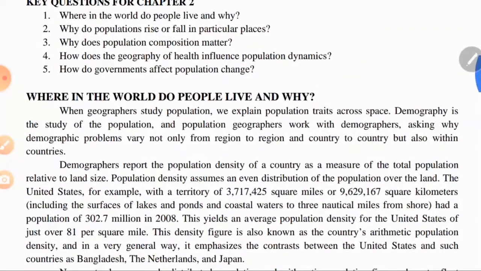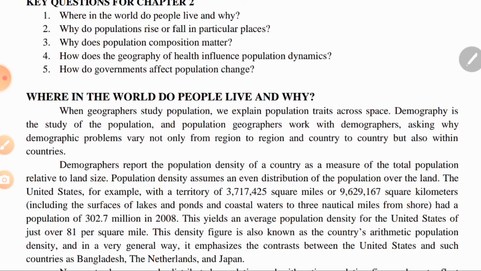When geographers study population, we explain population traits across space. Demography is the study of the population, and population geographers work with demographers asking why demographic problems vary not only from region to region and country to country, but also within countries.